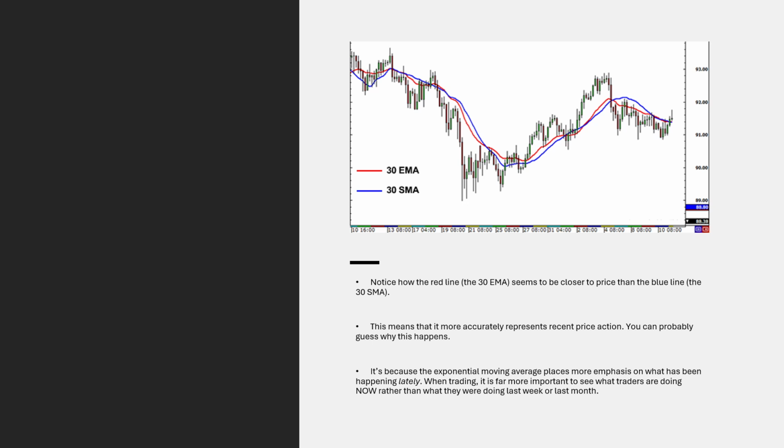You can probably guess why this happens. It's because the exponential moving average places more emphasis on what has been happening lately. When trading, it is far more important to see what traders are doing now rather than what they were doing last week or last month.